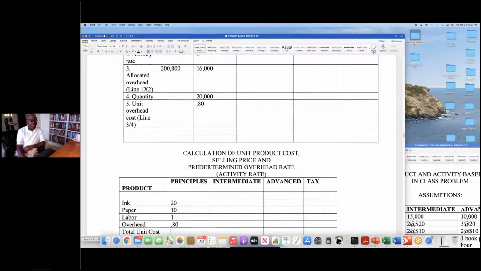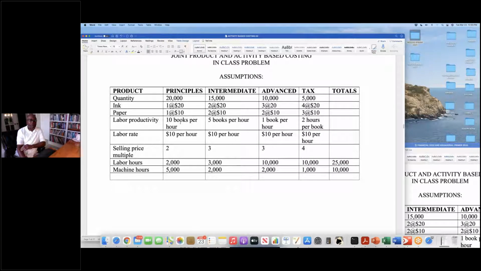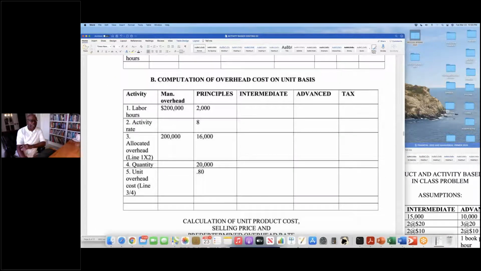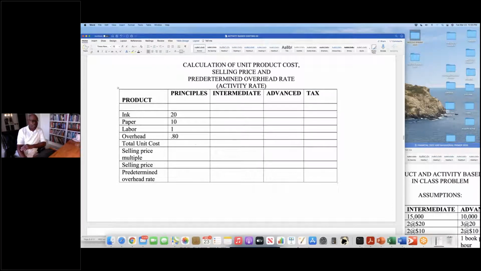So remember, you either multiply or divide to come up with that unit labor cost. You either multiply or divide. So what's your total unit cost? 31.80. Selling price? 63.60. The selling price multiple is 2. Yeah, you switched them. So this is supposed to be 2. What's your predetermined overhead rate? It's 8.